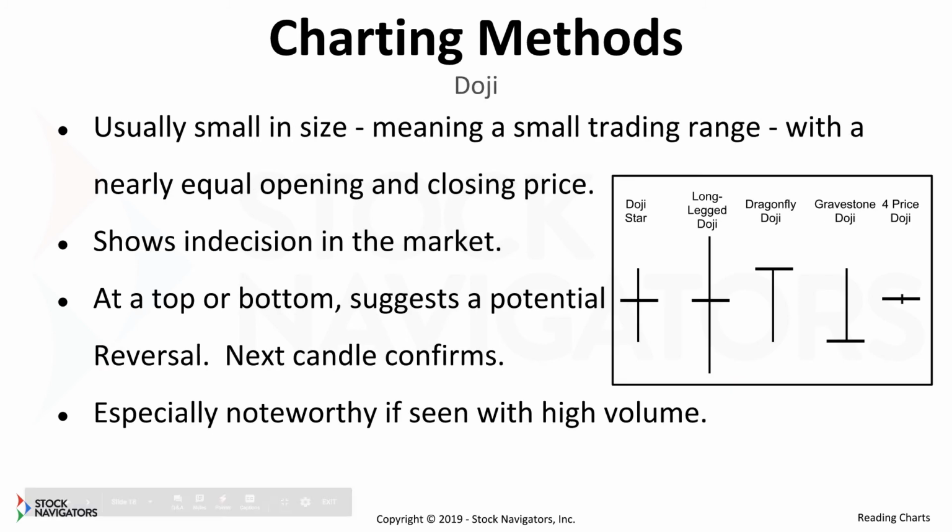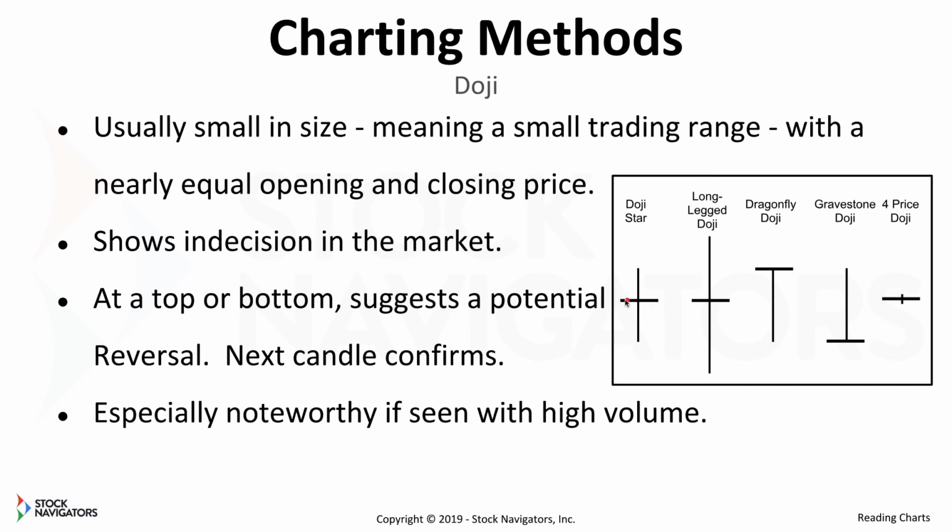Now let's talk about dojis. A doji is a special kind of candlestick that is usually kind of small in size. So usually the high to the low doesn't have a really large range. But the key characteristic of a doji is this: the open and close are almost exactly at the same spot. Very, very small body.